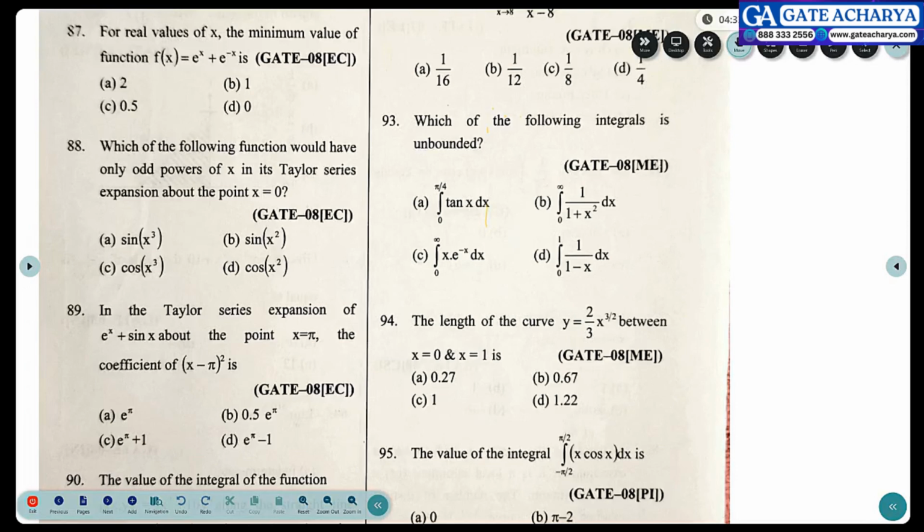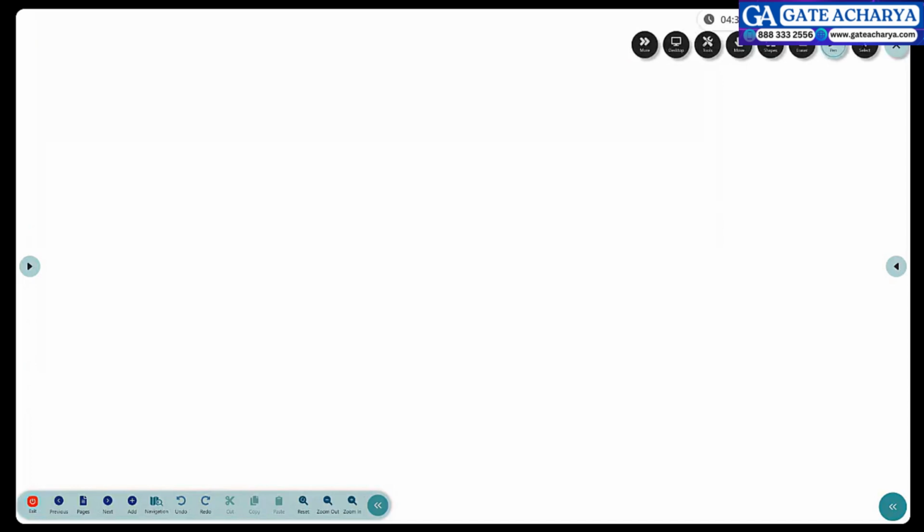Next. Now here in question number 89, you have to expand e raised to x plus sin x about x equal to pi. Let me show you. So what is f of x? e raised to x plus sin x, and I am expanding about which point? Okay. So you got f of x, you got the logic. What is the Taylor series?